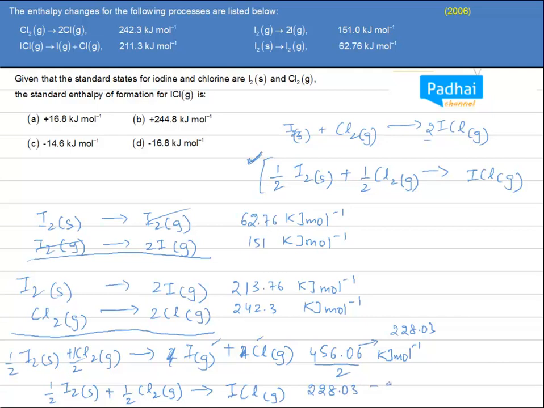And this will be 228.03 minus 211.3, which will be approximately 16.73 kilojoule per mole, right? So this is positive, which means this is approximately equal to 16.8, which means option A is correct.